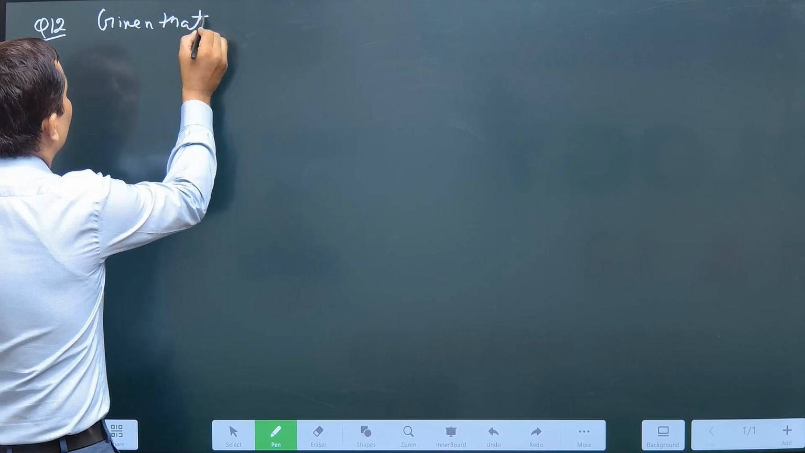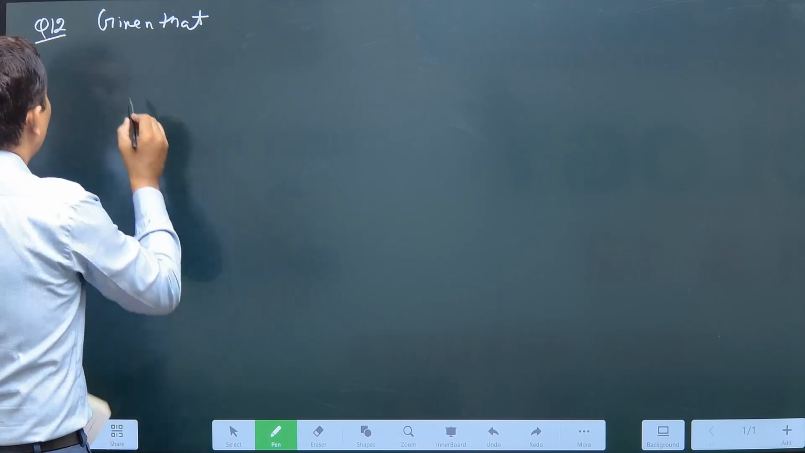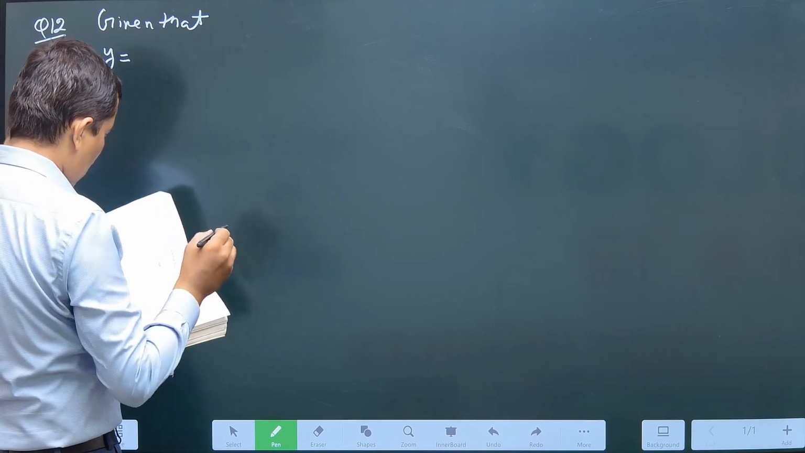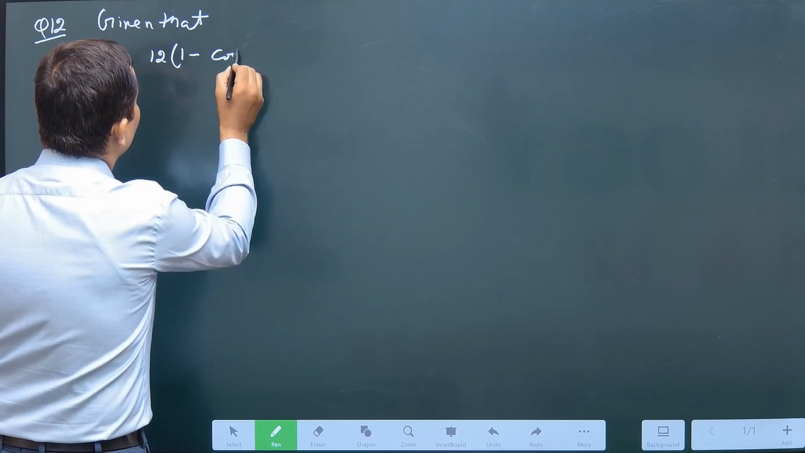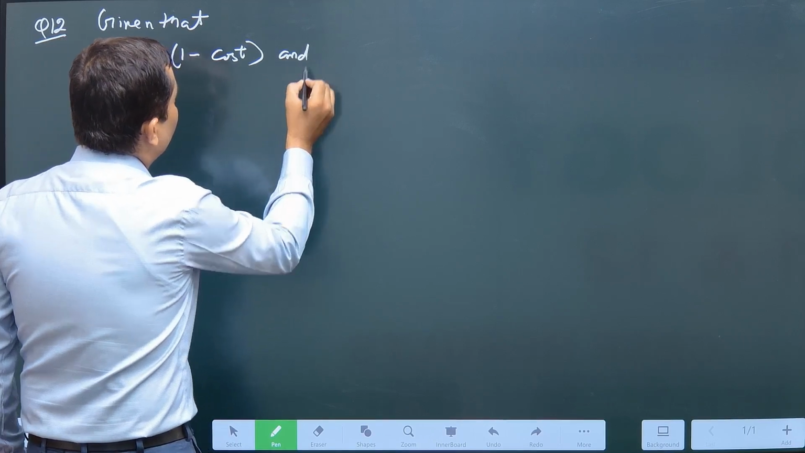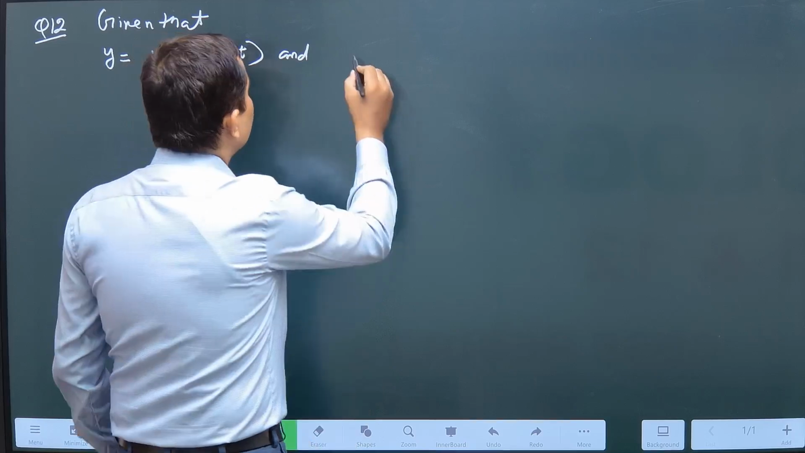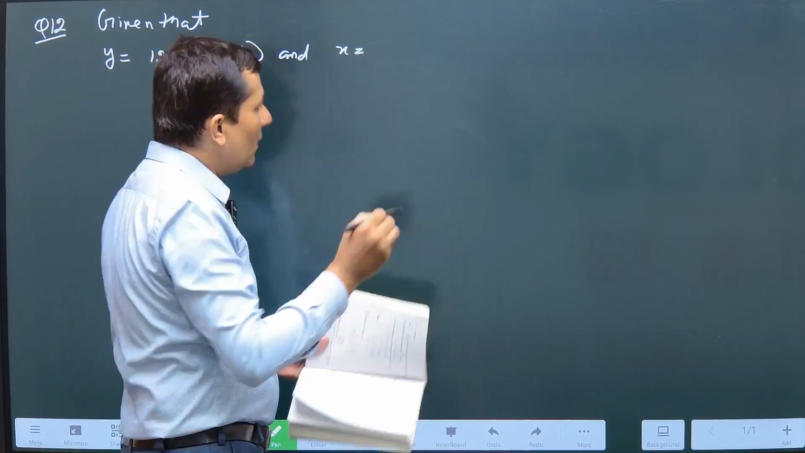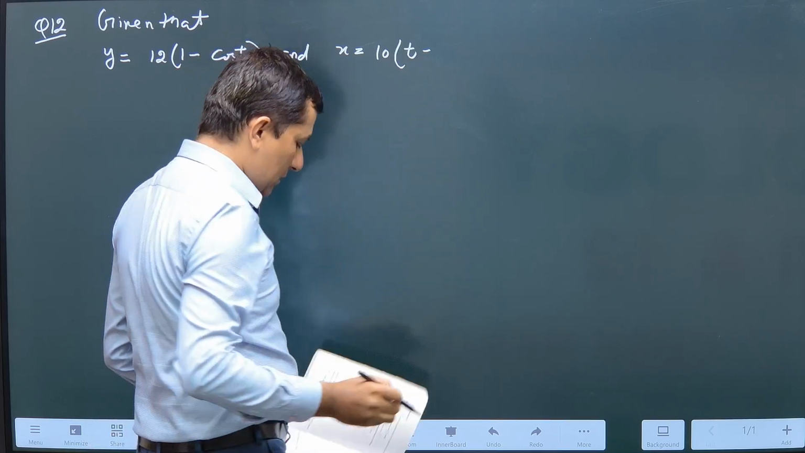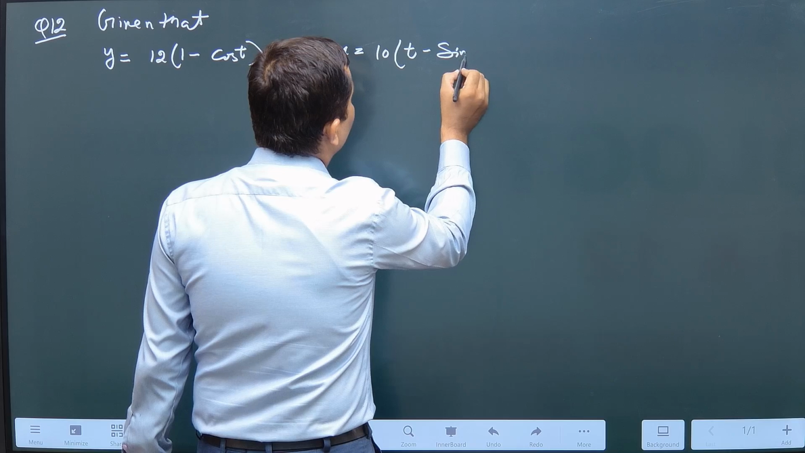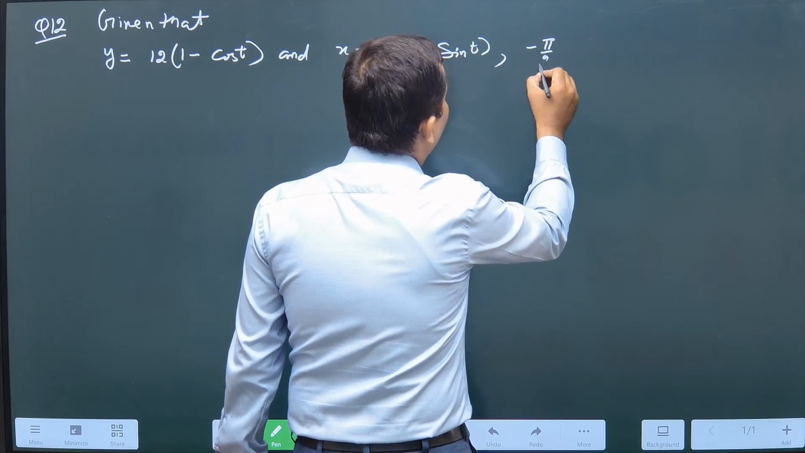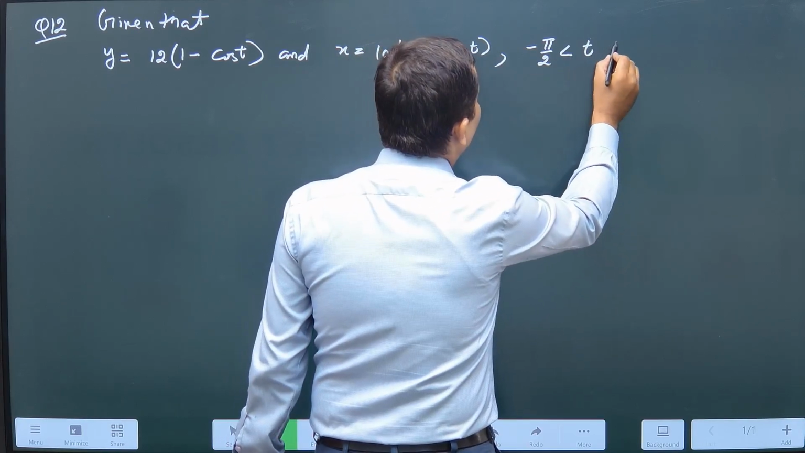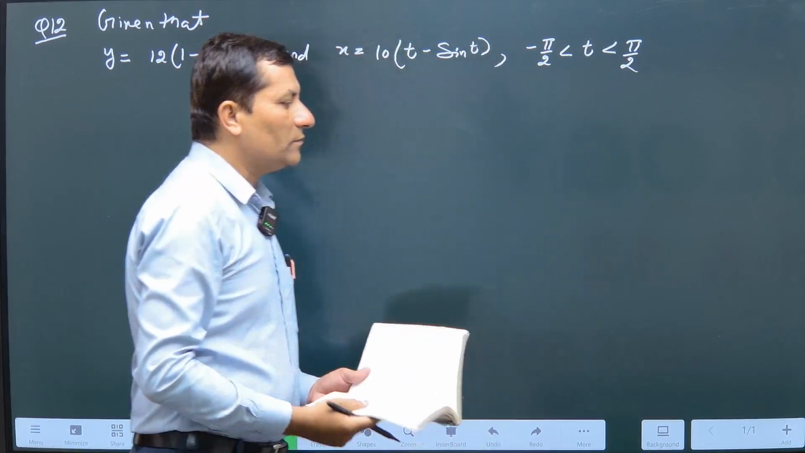Given that y is equal to 12(1 minus cos t) and x is equal to 10(t minus sin t), and it lies between minus pi by 2 less than t less than pi by 2. Understand?